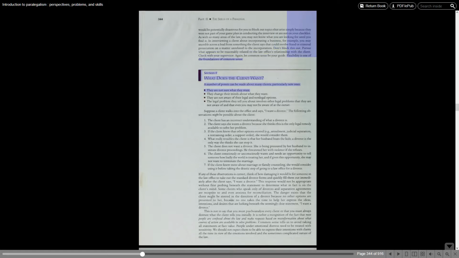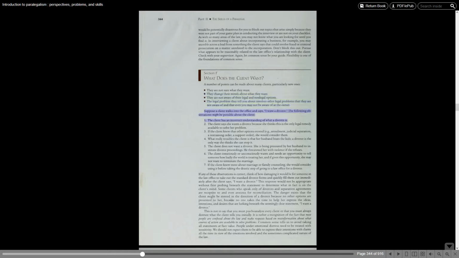Section F. What does the client want? A number of points can be made about many clients, particularly new ones. They are not sure what they want. They change their minds about what they want. They are not aware of their legal and non-legal options. The legal problem they tell you about involves other legal problems that they are not aware of and that even you may not be aware of at the outset.